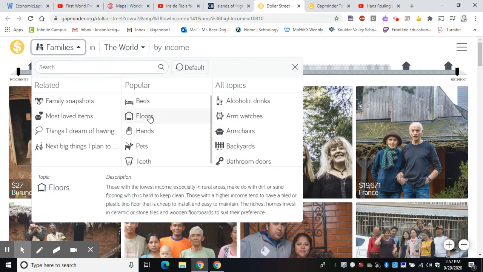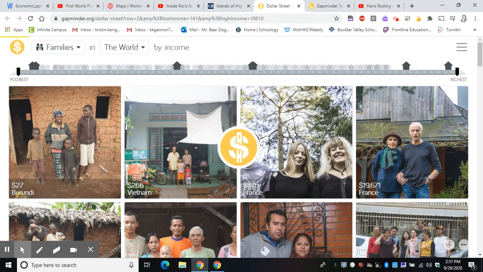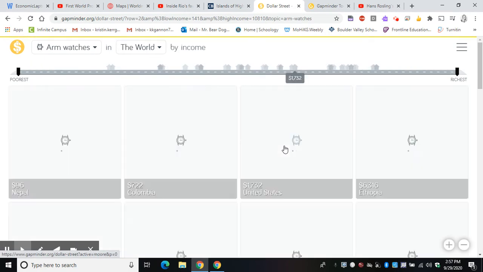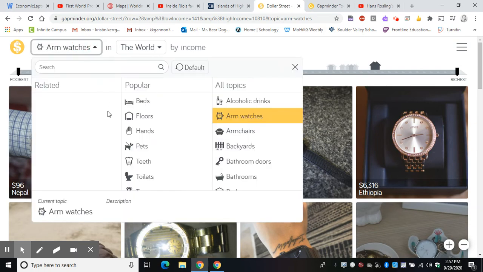You can look at everybody's floors. Let's look at everybody's arm watches. And it'll change all of the pictures. Here's what the watches look like in the US, Colombia, Nepal, Ethiopia. But you're focusing on toilets and homes.